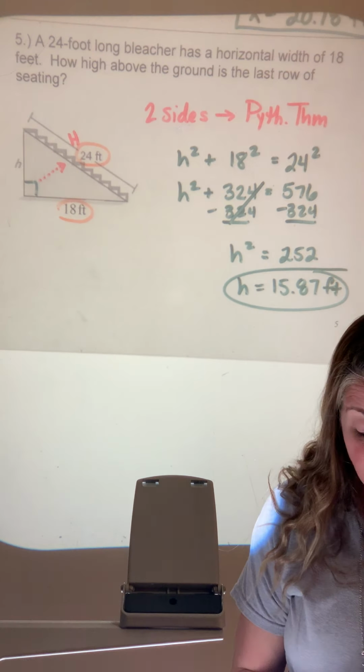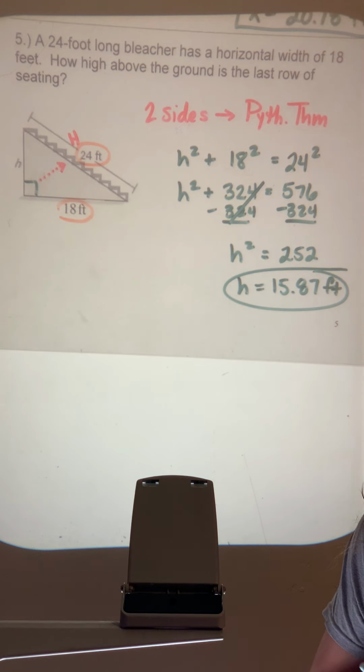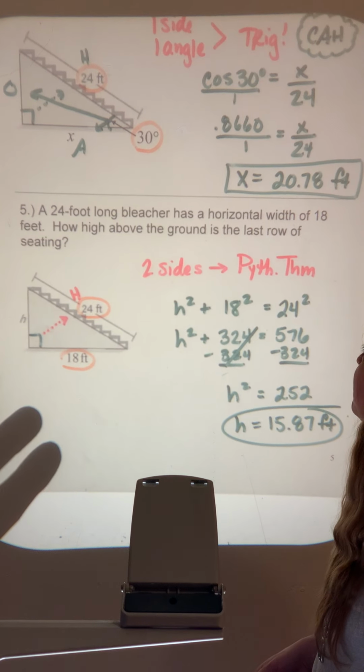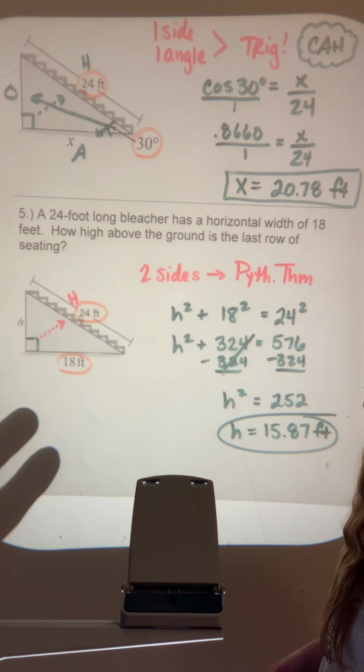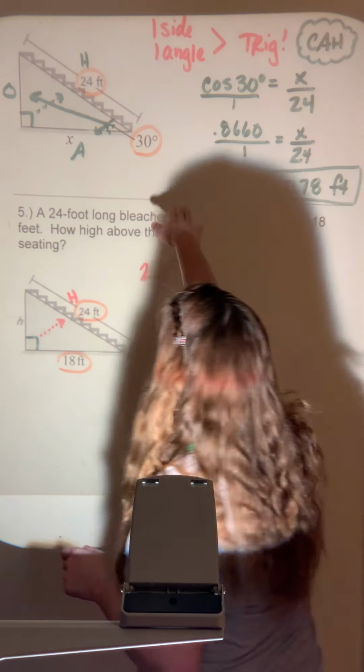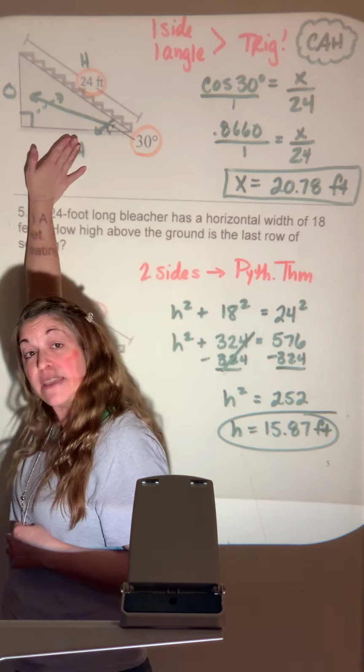So again, we use Pythagorean theorem with number 5 because we were given 2 side lengths. Whereas for number 4, we used the trig, in particular the cosine, because they gave us an acute angle and they gave us the hypotenuse.